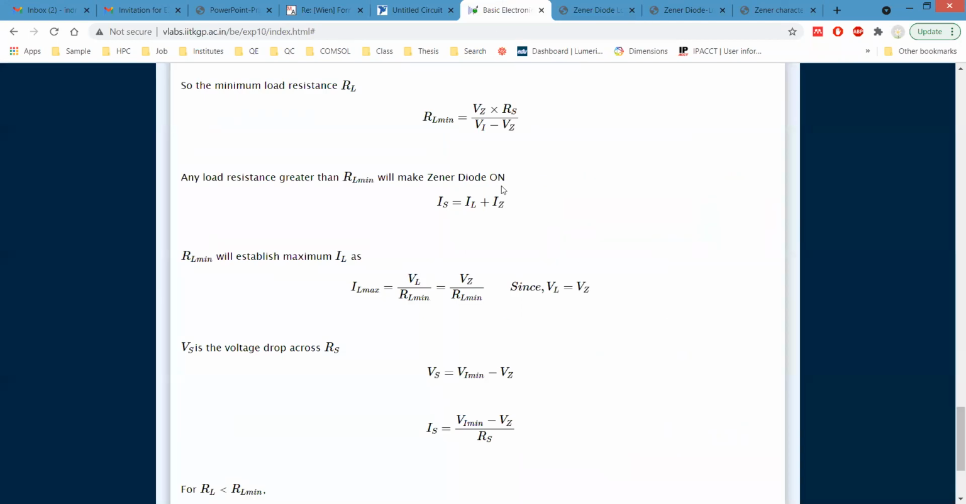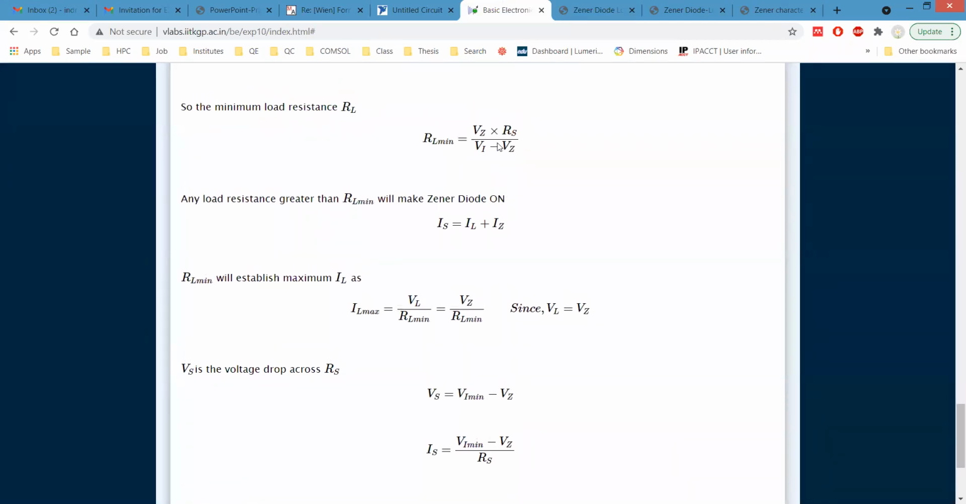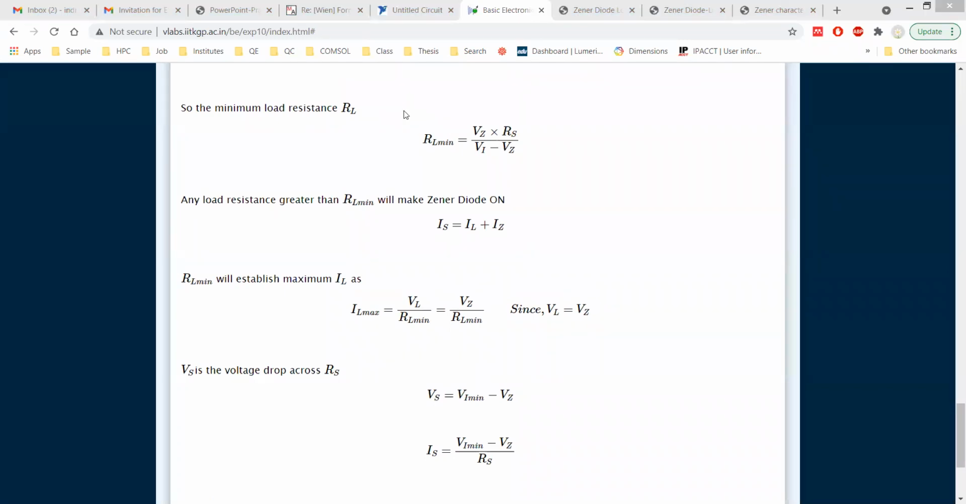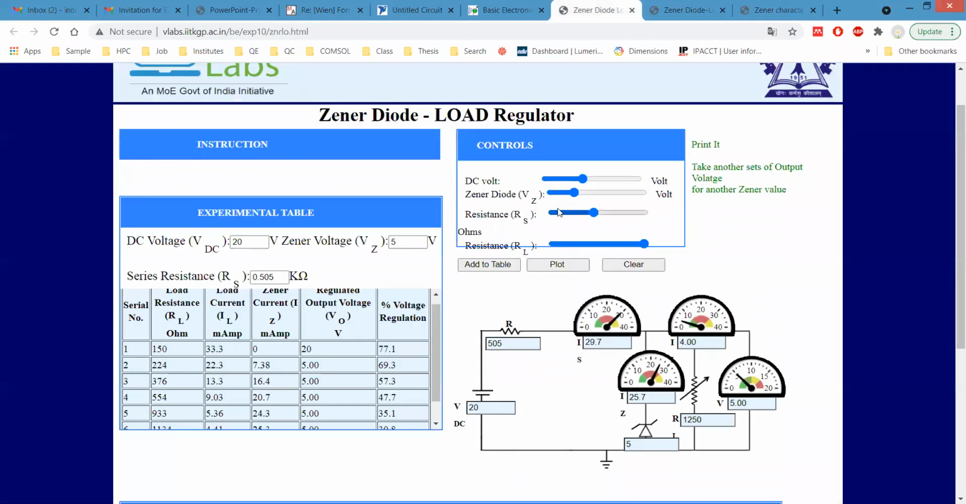So do you have pen and paper? Who asked this question? Please. Yes, sir. I am with pen and paper. Yeah, please find out the RL minimum value for this one. For our case, VZ is 5 volt, okay, and RS is our 505, I think, right? Yes, 505.